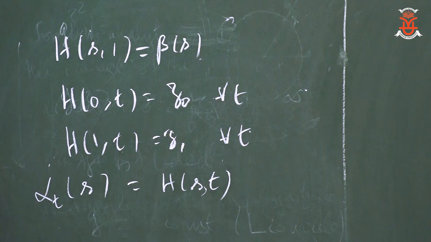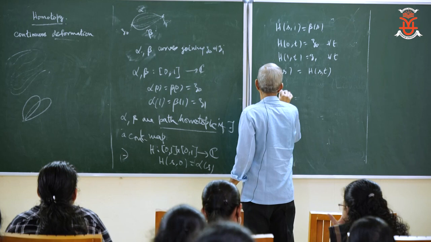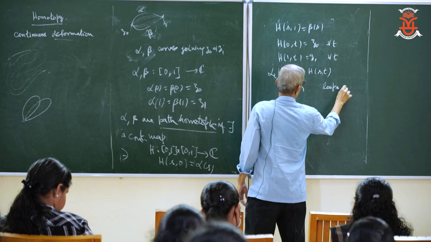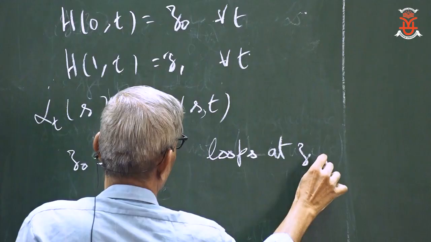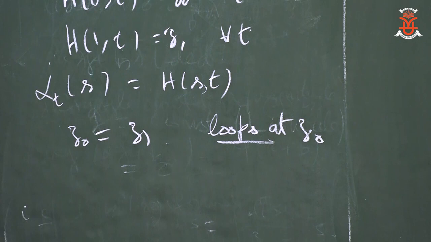That's all it does, right? This homotopy, I just call a homotopy, or path homotopy from alpha to beta. So in particular, of course, we are interested in loops, which means the endpoint is the same as the initial point for us, right? So if Z0 equal to Z1, we get loops at Z1. Or closed paths, we call it loops.